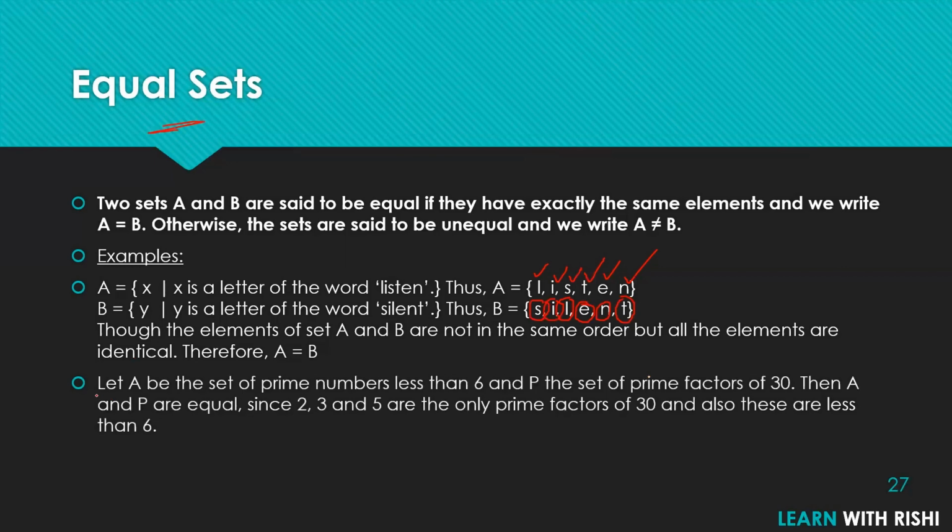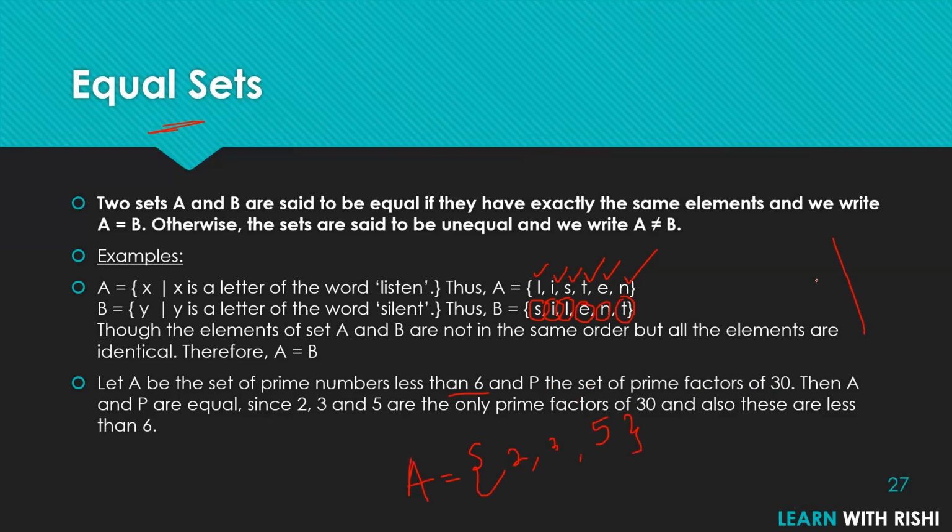Now, take the next example. Let A be the set of prime numbers less than 6. So what will be my elements there? 2, 3, 5. So these will be my 3 prime numbers less than 6. And P be the set of prime factors of 30.